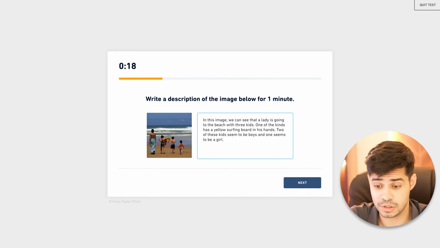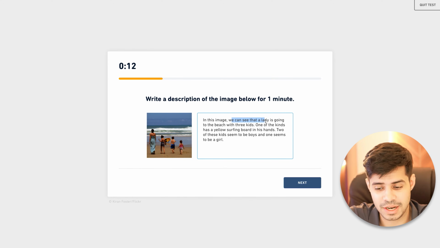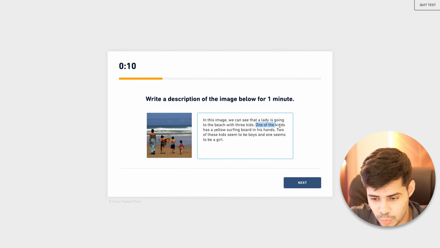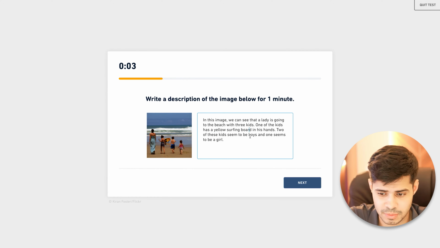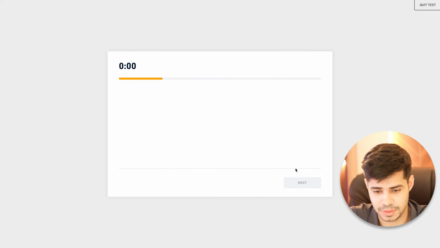Now you don't need to write all this much. You can also say which one is which, but it's a little bit late, so I won't do anything right here. One of the kids, not kind, so we need to fix that, has a yellow surfing board in his hands. Two of these kids seem to be boys and one seems to be a girl. Right? Brief description. Let's move on.